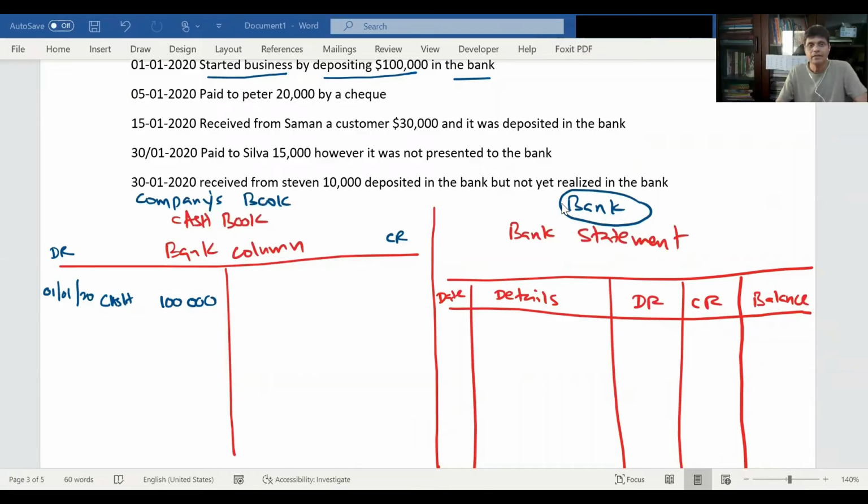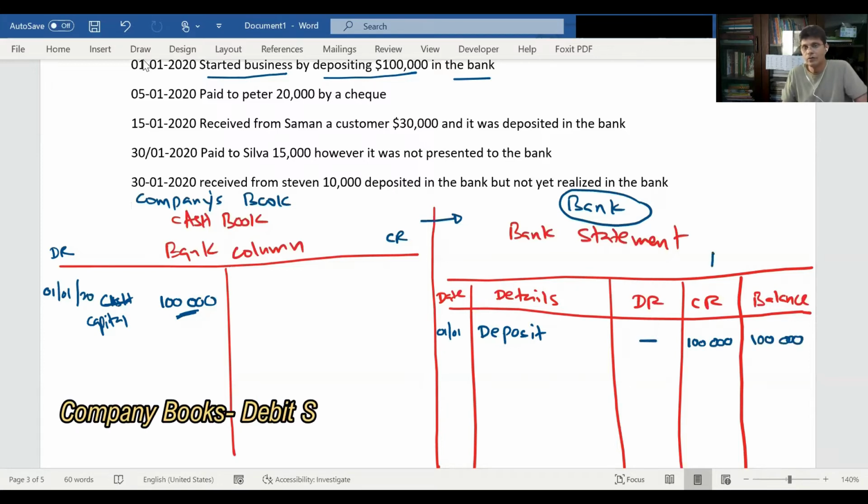Now the company's book, the company's accountant, would have debited the bank column and credited the capital account, let's say capital. Now this amount is deposited in the bank, right? So when the money is deposited in the bank, where will the bank record it? Which side will the bank record? Credit side, right? So the bank will record it on the credit side. So therefore the balance will be 100,000, right?